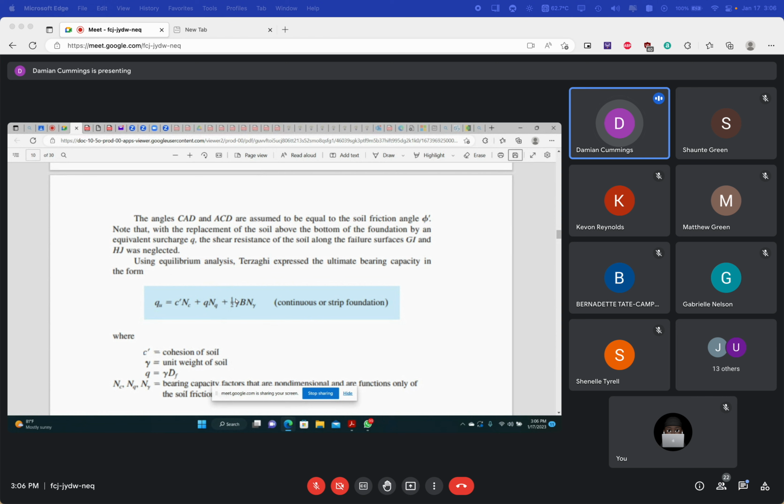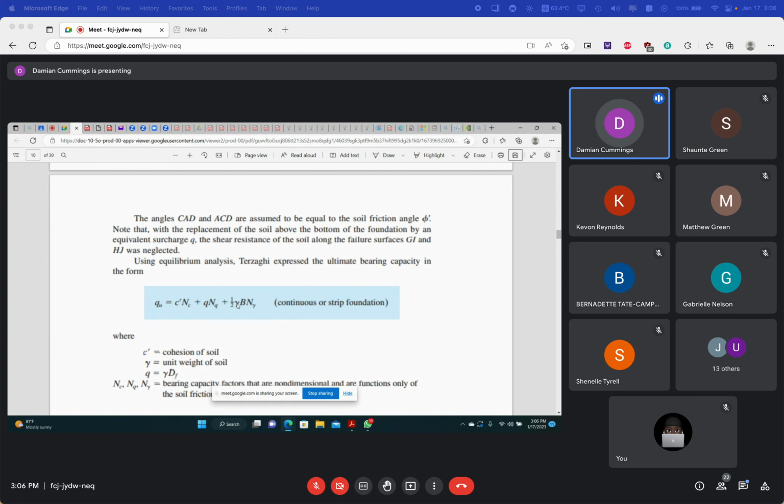All right, so the ultimate bearing capacity of a soil based on this equation has three terms that contribute to the overall bearing capacity of a soil. The first term is the contribution from the soil's cohesion, right? The second term gives the contribution from the overburden stress already developed in the soil. And the third is based on the soil's unit weight.